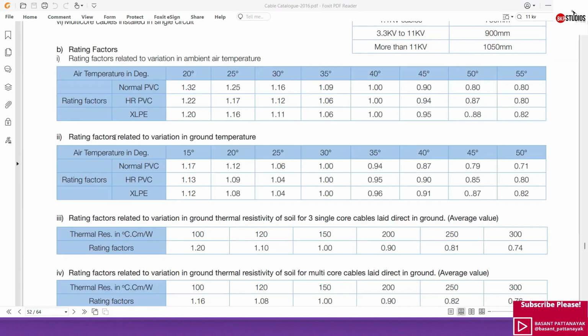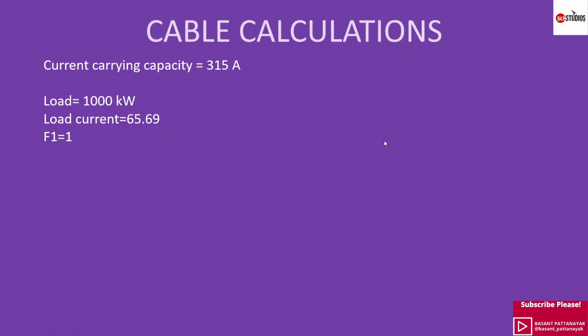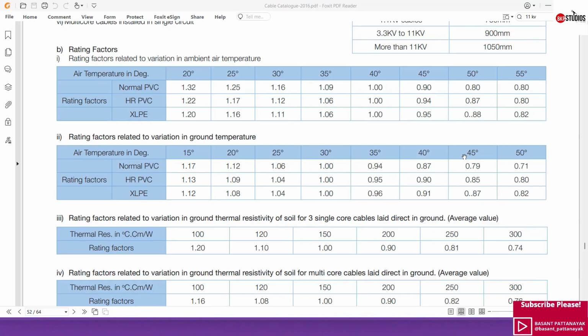The first rating factor is related to variation in ground temperature. Here you have to select the actual value in your area. I am assuming my ground temperature is 30 degrees. Then my value for the XLPE insulation is 1, so F1 equal to 1. Then we have to find F2. F2 is the rating factor related to variation in ground thermal resistivity of soil. I am assuming the thermal resistivity of the soil is 150, so my rating factor is 1. This also you have to select with your actual value. To get the ground thermal resistivity, you have to conduct some test, or you can ask your civil team. They may have done the soil test, and it may be specified there. If it is not specified, then you have to do the test.